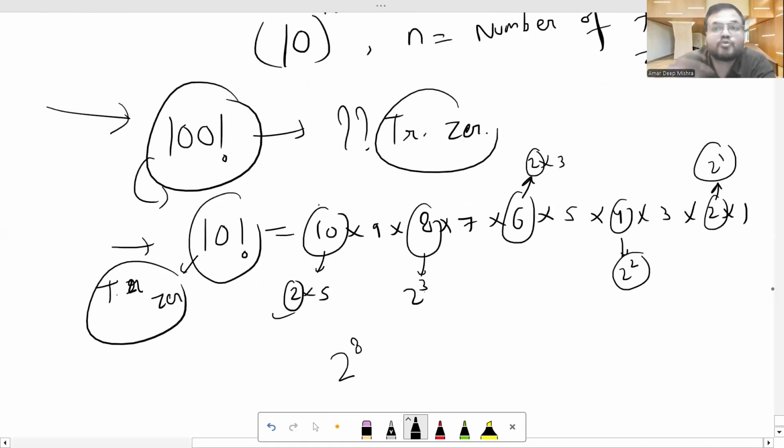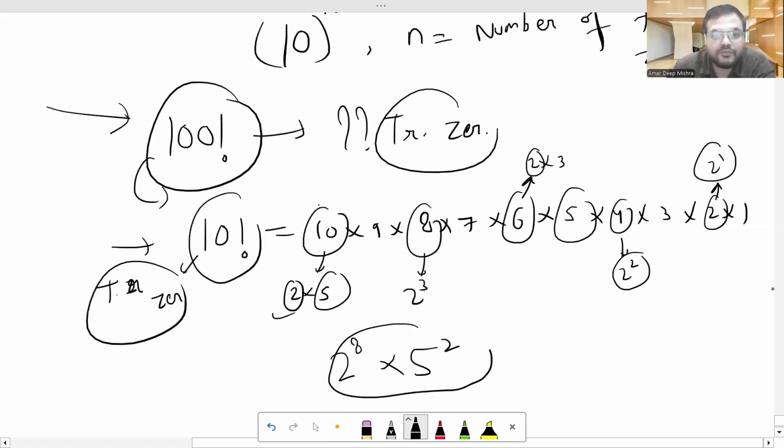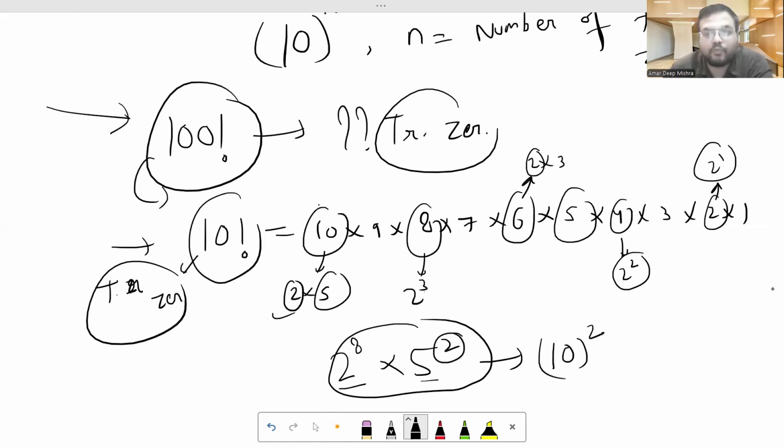I mean, how many 2's you have? You have 8 2's. That means 2 power 8. Now, how many 5's you have? 1 5 here and 1 5 here. That means 5 square. Okay, so 2 power 8 and 5 square. So if you see, the power of 5 is smaller. That means from 2 power 8 and 5 power 2, how many power of 10 will you get? You will get 2. 10 power 2. The smaller power is the power of 10. I told you already. So here power of 10 will be what?